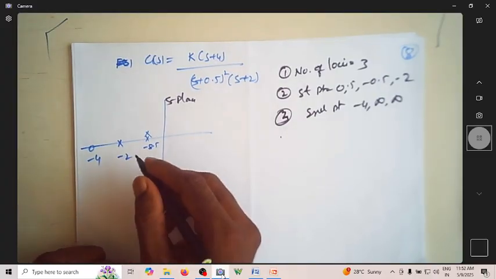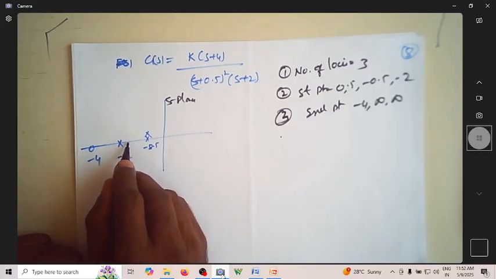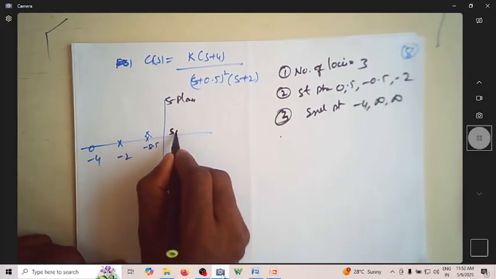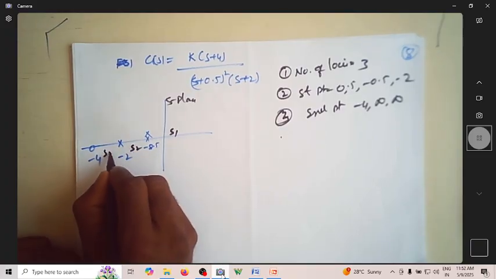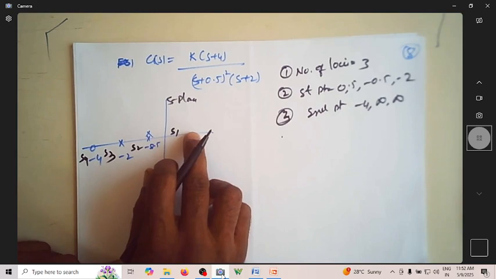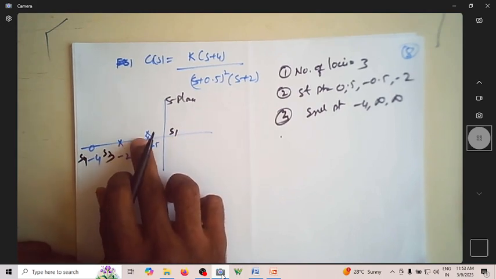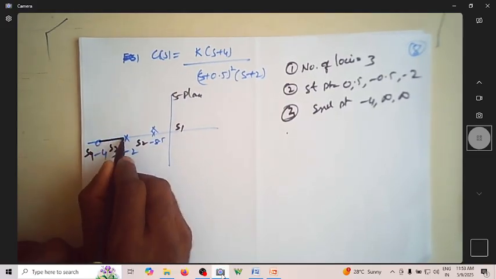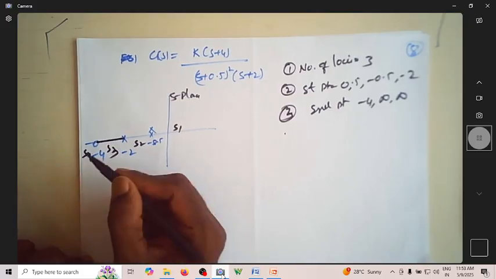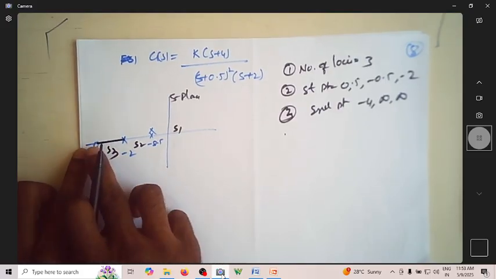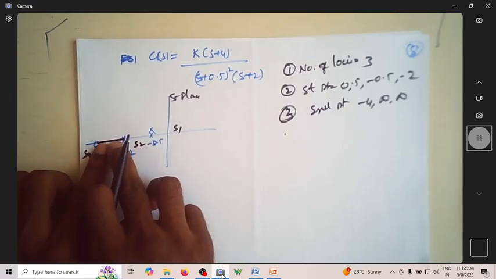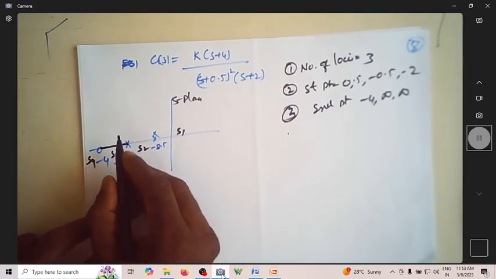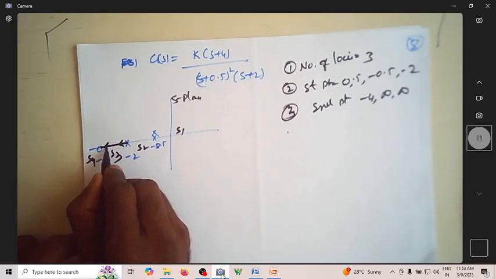Then which part is a part of the root locus? This is segment 1, segment 2, segment 3, segment 4. Segment 1 is not a part of the root locus. Segment 2 is also not a part of the root locus. Segment 3 is a part of the root locus. Segment 4 is not a part of the root locus, because if you see here, 1, 2, 3, 4, and here 1, 2, 3. So that's why it's a part. So it actually goes here and then terminates there.